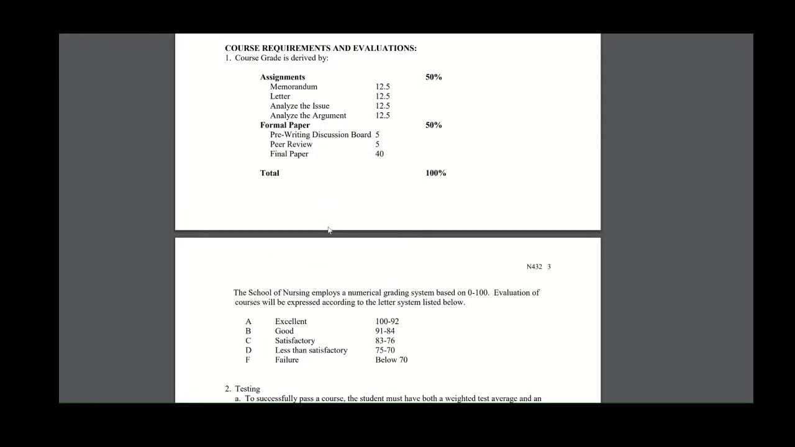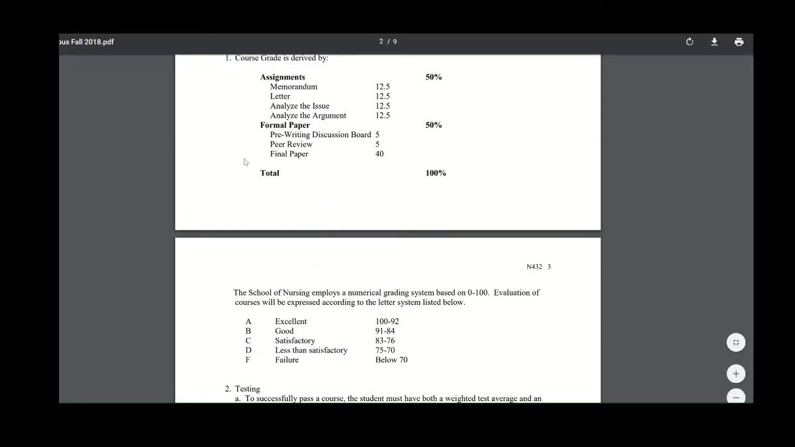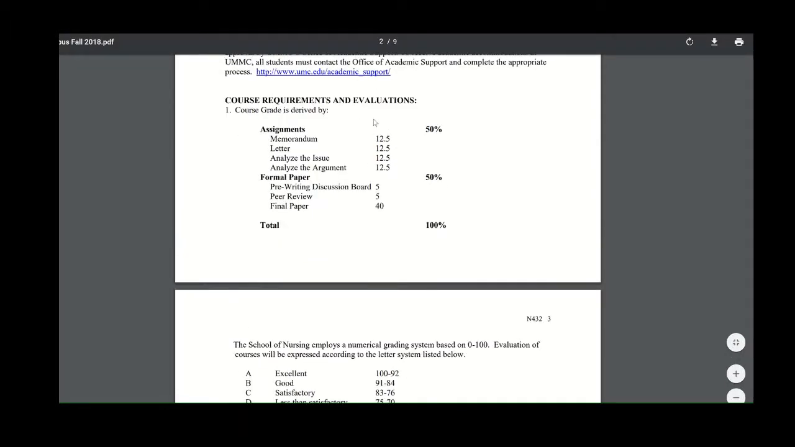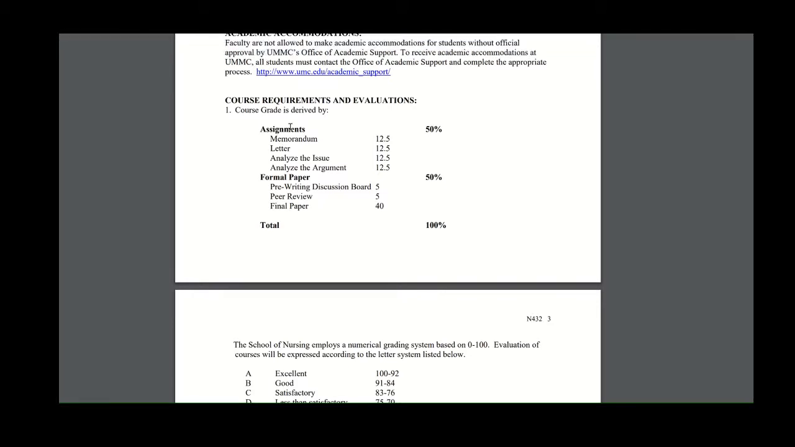There's some more important information in here you're going to want to read through, but I also want to highlight here where your grade will come from. So 50% of your grade in this course is going to come from the assignment section, and the other 50% is going to come from your final formal paper. The assignment grade is made up of 4 grades that are then averaged to get your 50%, and then your formal paper comes from 3 different places.